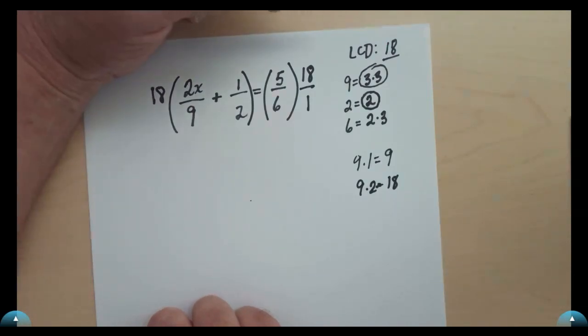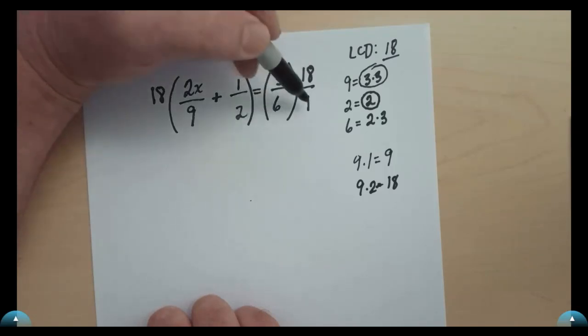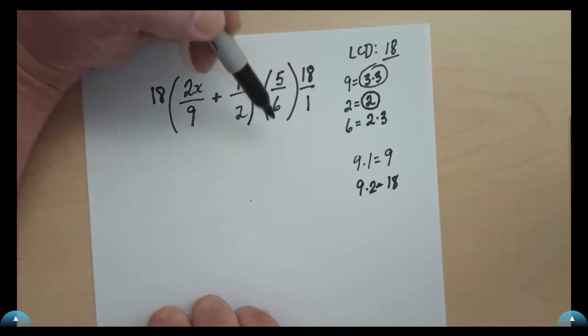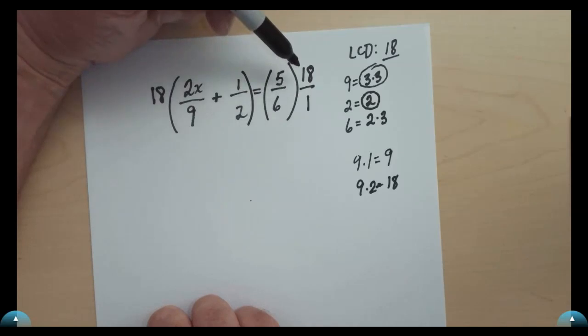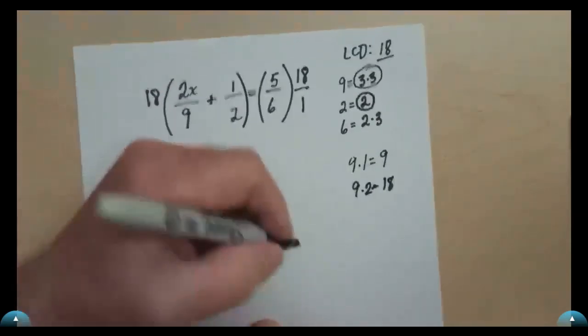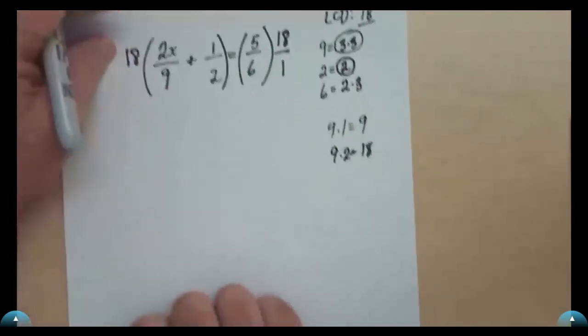So everybody watch real closely. When you multiply two fractions, any factors that are common on top and bottom, you can cancel. And here's what's really going on. Let me come down here and do a little scratch work so I can show you what I mean.